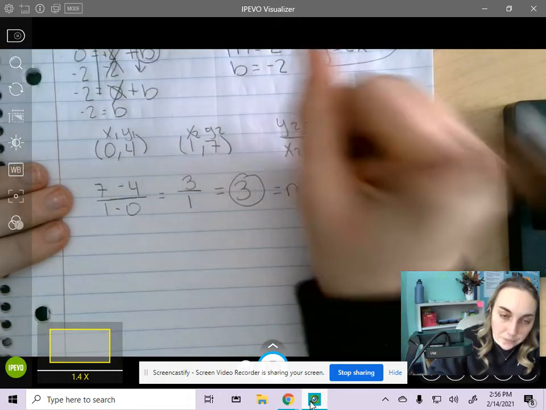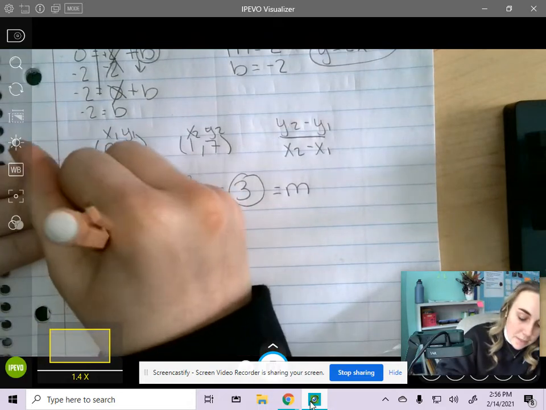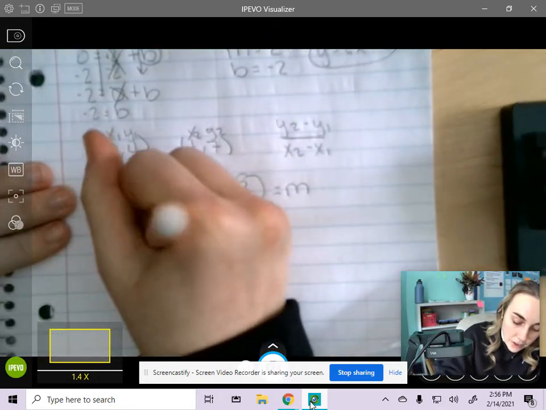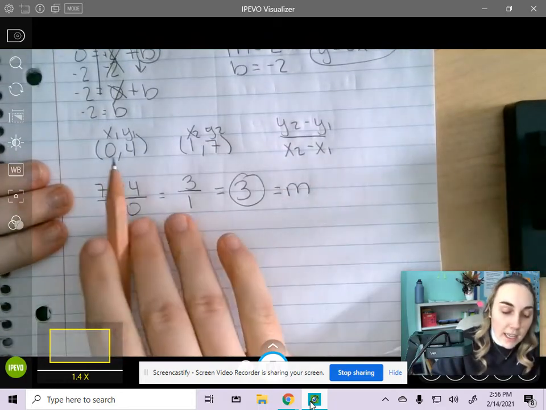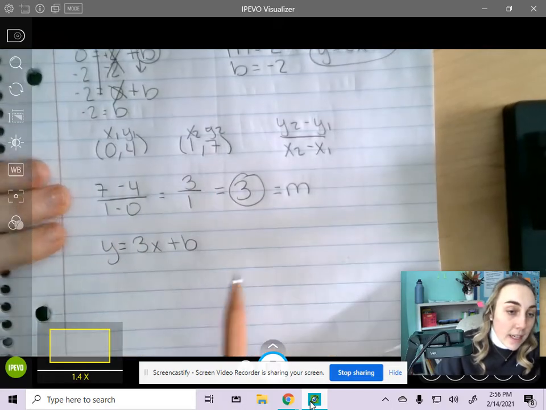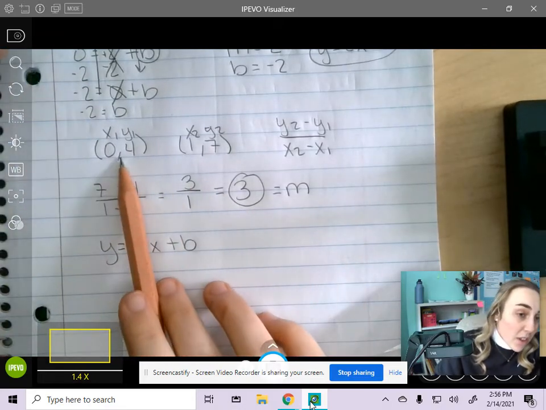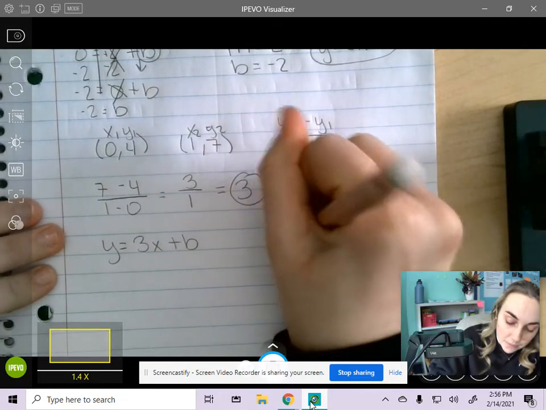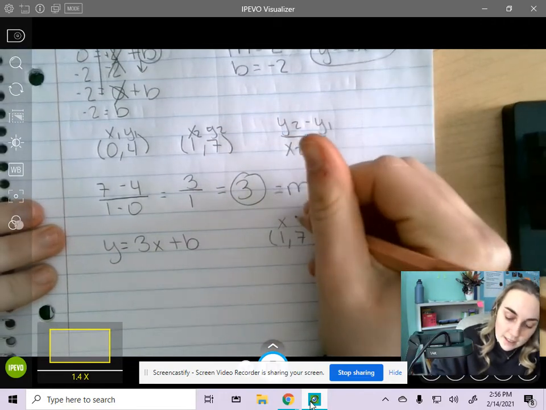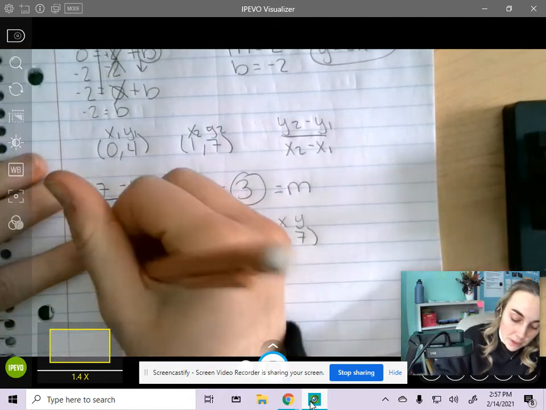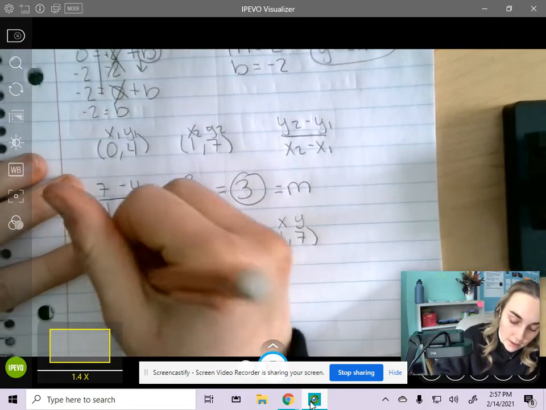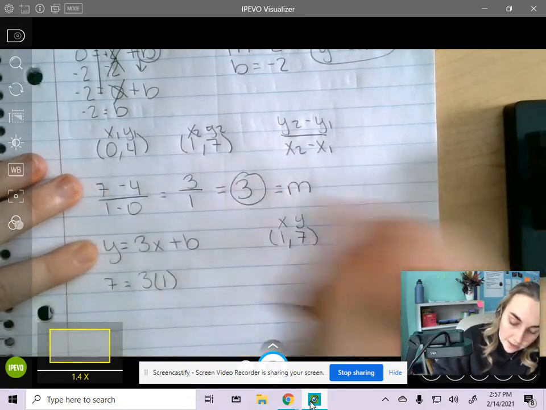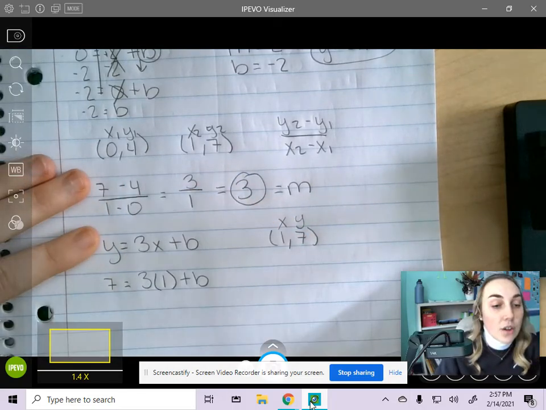So that's our slope. Now let's find our y-intercept by plugging our slope into the equation, and then plugging in one of our ordered pairs into here too. Doesn't matter which one. Since I did the first one last time, I'm going to do the second one this time. So I'm going to use 1 and 7. 1 is our x, 7 is our y. So I'm going to substitute 7 in for y, substitute 1 in for x, and solve.